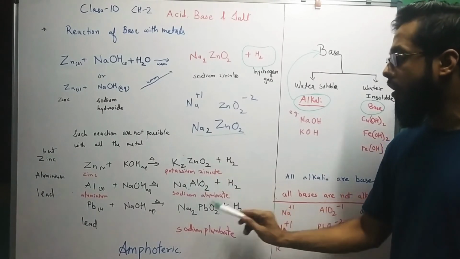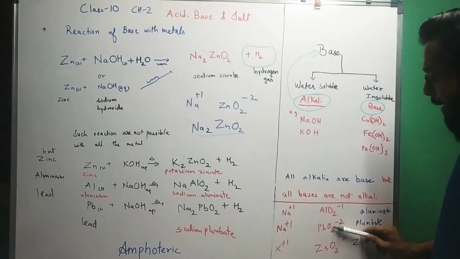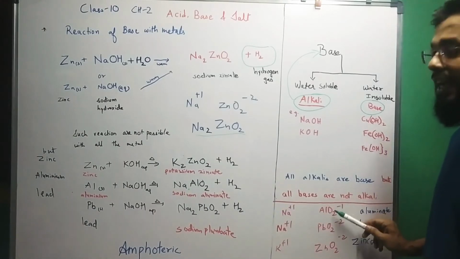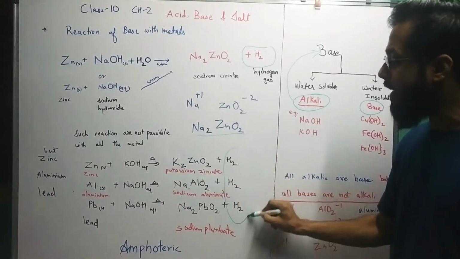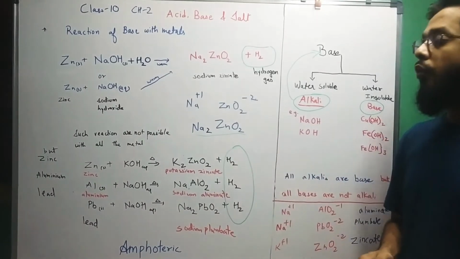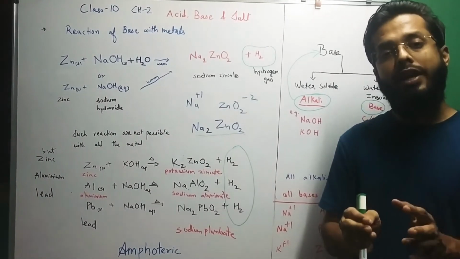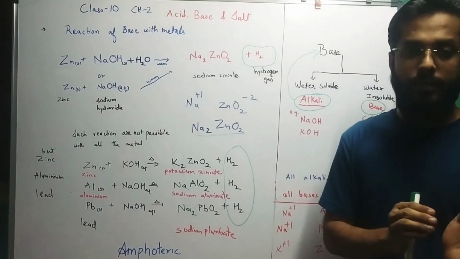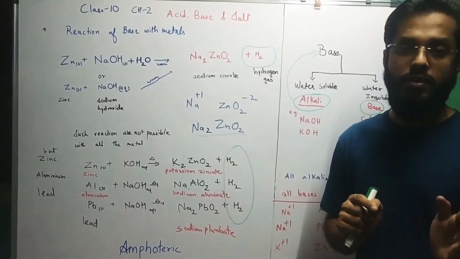There is no 2 over here. And plumbate is also Na2PbO2. So in zincate and plumbate, valency is -2, but in the case of aluminate, it is -1. And in all three cases, we are getting hydrogen gas. So we have seen that with acid and also with base, we get hydrogen gas with metals. But remember that not all metals give hydrogen gas.